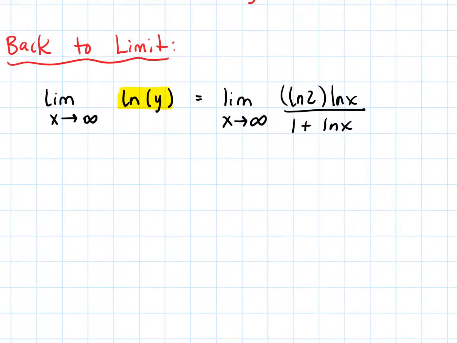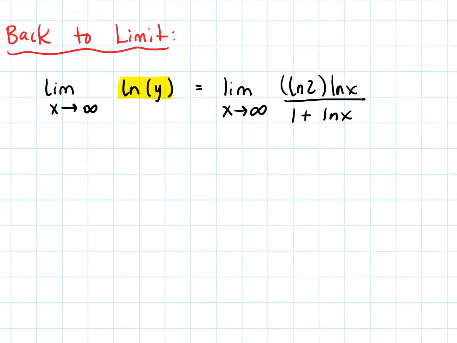Now it's a quotient, so let's see what that limit is as x approaches infinity. Notice, as x approaches infinity, natural log of 2, which is a constant, times the natural log of x as x grows without bound. Natural log grows without bound. So we've got infinity over 1 plus something that's growing without bound, also infinity. And so that is an indeterminate form, and we can apply L'Hopital's rule to this form.